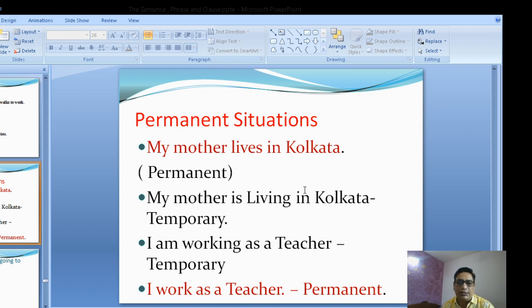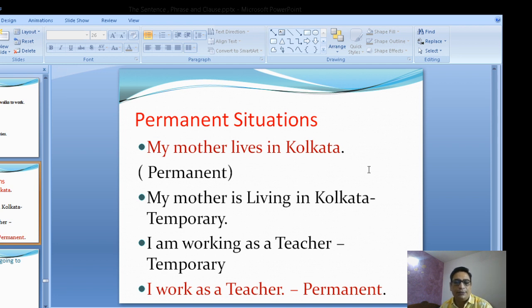Now if I use the same sentence in the present continuous tense, my mother is living in Kolkata, what is the difference between that and my mother lives in Kolkata? A very simple difference: when I say my mother is living in Kolkata, it means it's for a temporary phase of time, and she is not normally from Kolkata, or she does not normally stay in Kolkata. She is staying there for some time, which is going to change soon. But when I say my mother lives in Kolkata, it's a permanent situation where she is staying all the time, and we do not use the continuous form. My mother lives in Kolkata is a permanent situation. My mother is living in Kolkata is a temporary situation.